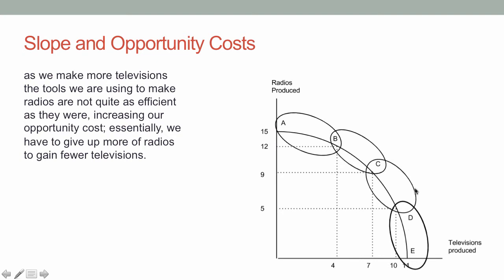So to wrap it all up, as we make more televisions, the tools we are using to make radios are not quite as efficient as they were, which increases our opportunity cost. Essentially, we have to give up more radios to gain fewer televisions if we go farther and farther down this graph.